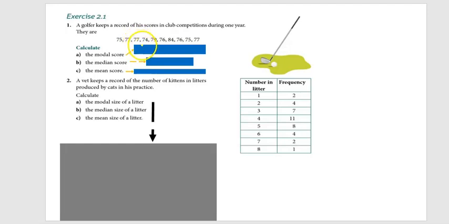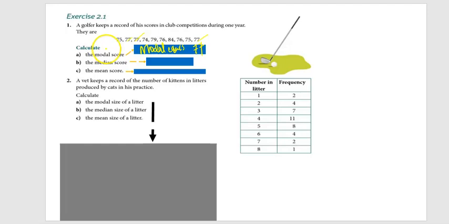What is the modal score? We look at the mode. The mode is the most frequent value. When I look at it, I can see 77, 77, 77. So 77 seems to be the most frequent. 76 is just 1, 75 is twice, 76 is also twice. So the modal class is 77.